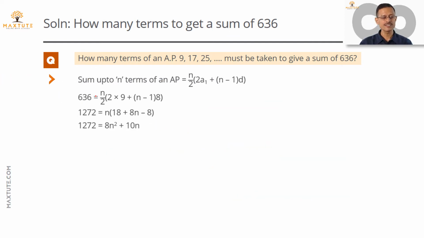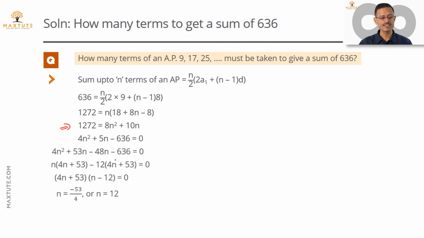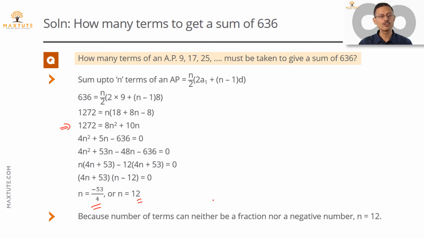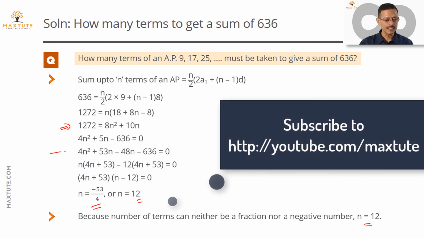We have 636 is equal to n by 2 into 2a1 plus n minus 1 into d. Cross multiply this 2 to arrive at an equation that looks like this. Divide this entire equation by 2. So we'll get 4n square plus 5n minus 636. Quickly realize how to factorize it, which is 53n minus 48n, giving us an answer of n equals minus 53 by 4, or n equals 12. n can neither be negative nor be a fraction. So n equal to 12 is the answer to the question. So this part is the only painful part in this entire question.